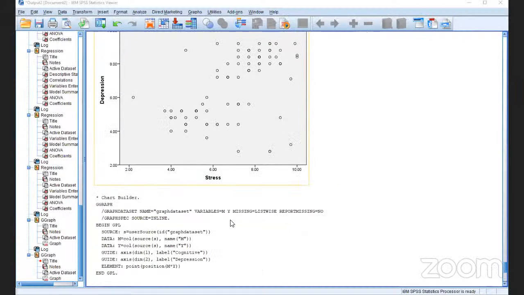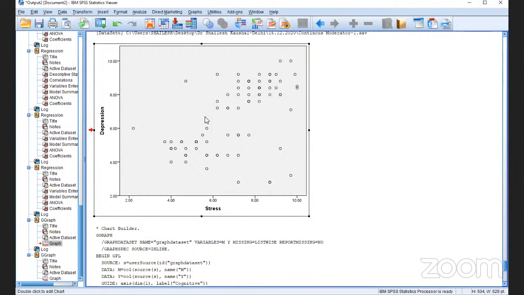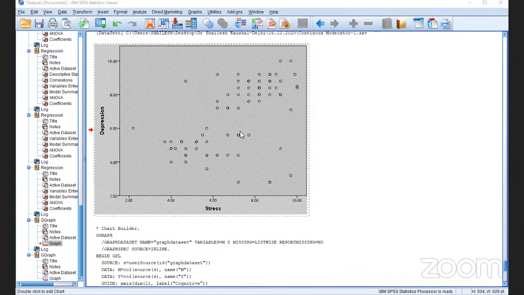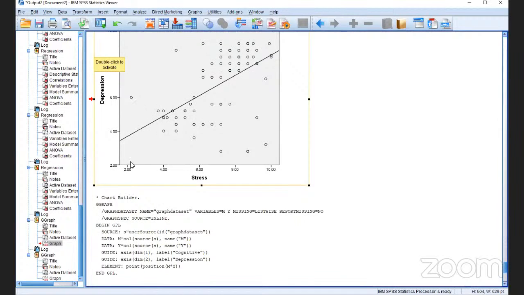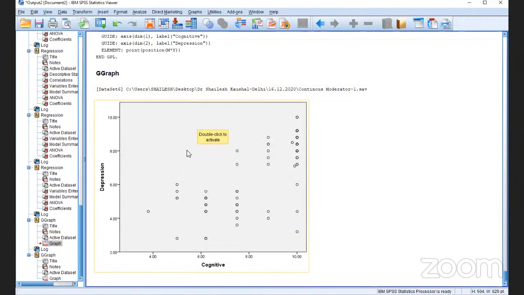This is my graph. Okay, so this graph, depression and stress. So I double click and I want to draw the regression line, Elements, and then Fit Line at Total. Okay, Fit Line at Total. So we can see the positive correlation. I already told you there is a positive correlation between stress and depression. As stress increases, depression increases. Less stress, less depression.